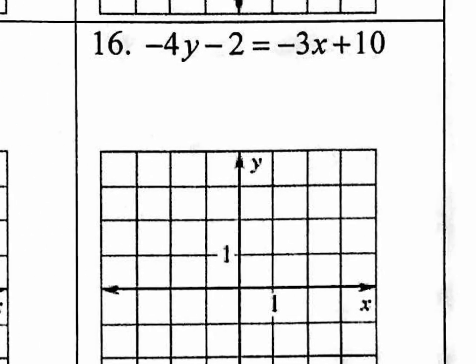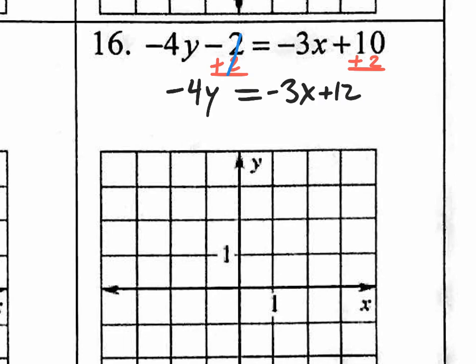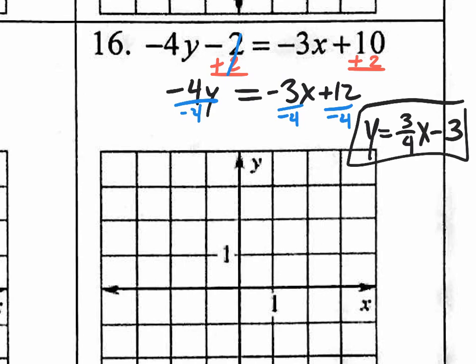Final one, let's get the y by itself. So we're going to add 2, of course, with the numbers, not with the letters. And -2 and +2 is 0. So what I have so far is -4y equaling -3x plus 12. My final step would be to divide everything by -4. And this would give us our final slope-intercept form equation, y equals +3 over 4x with a -3 at the very end. And now we could clearly see that our m is 3/4 and that our b is -3.